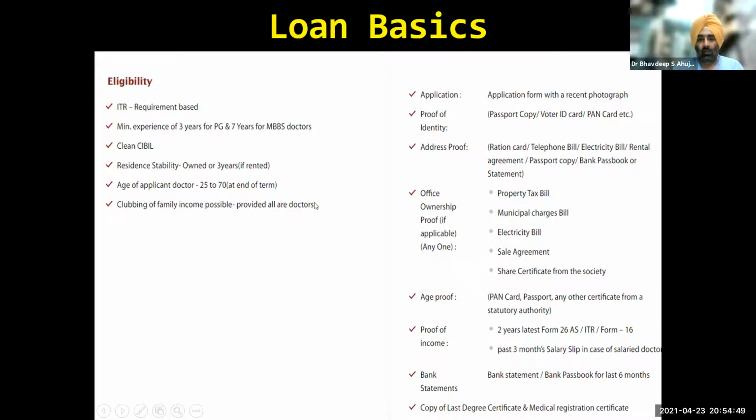Clubbing of family income is possible provided all are doctors and all are running a nursing home collectively, or maybe husband and wife as well. Then application form, KYC proof, ownership proof via any of the bills, age proof, your last 2 or 3 years ITR, bank statement 6 months, your degree certificate and your registration certificate. So all those general things which we already discussed, just add the degree certificate and the registration certificate, especially for doctors.